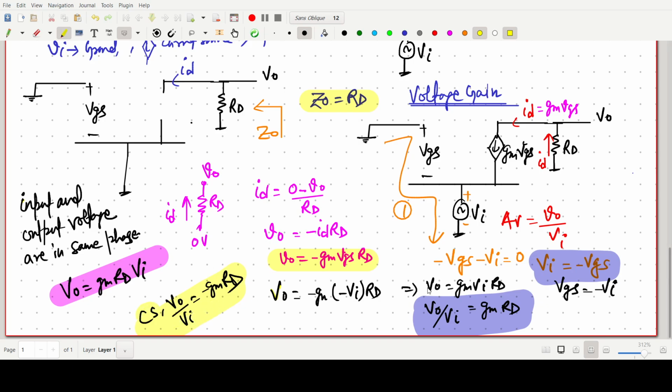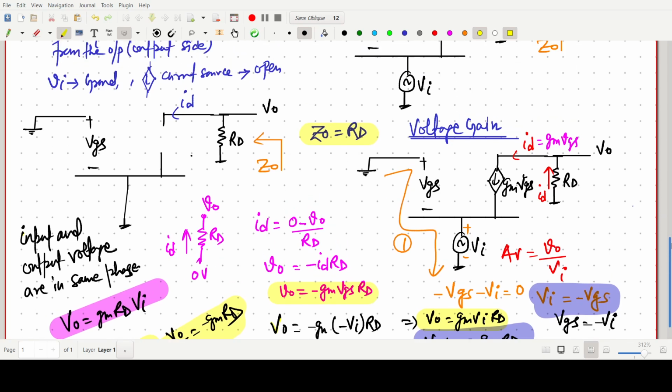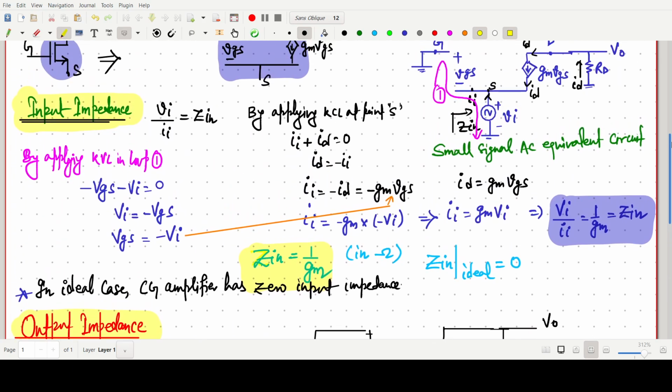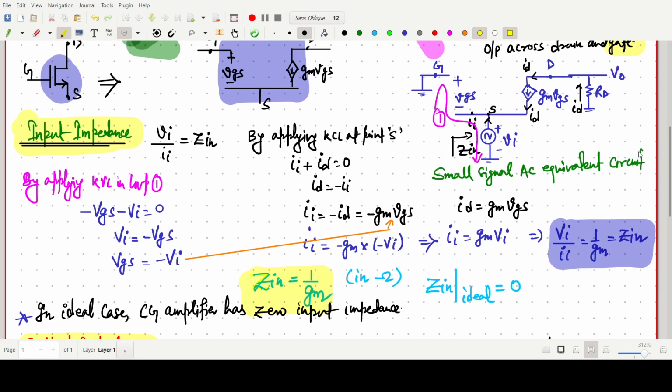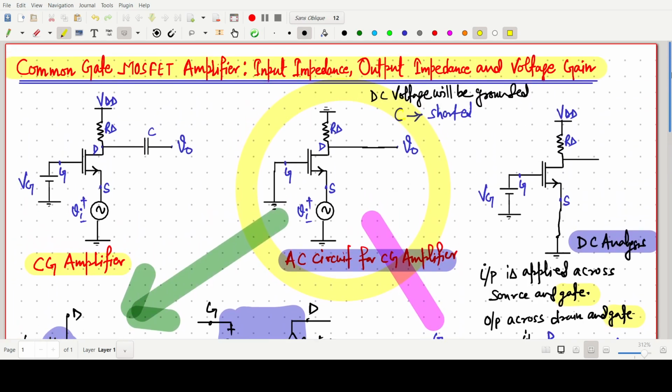So this one is an important one. In case of common gate, input and output are in the same phase, and this kind of common gate amplifier is used for high frequency applications, and it is generally used for impedance matching, where the antenna output is given to the amplifier. So in such cases we have to use this circuit. So this is all about this common gate MOSFET amplifier, and how to determine the input, output impedance and voltage gain of this common gate MOSFET amplifier. Thank you for watching this video.